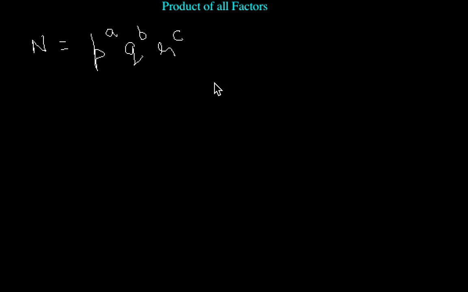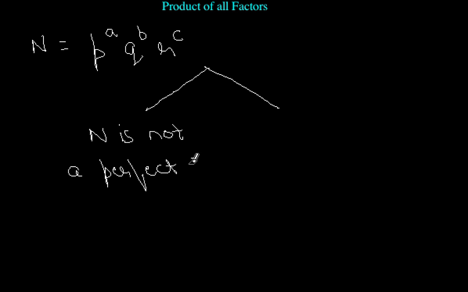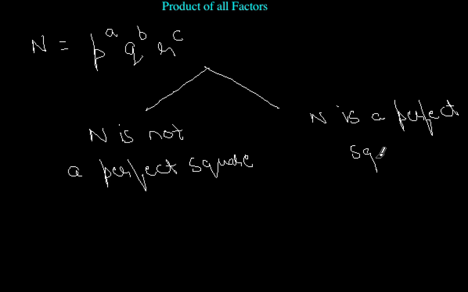So here we'll be looking at how to find the product of all factors of a particular number. Once again, we first prime factorize the number capital N into the prime factors and their powers. And so now we'll be studying this particular topic by dividing it into two parts. First we'll see how to compute the product of all factors in case N is not a perfect square and in case N is a perfect square. We'll be doing this using examples.